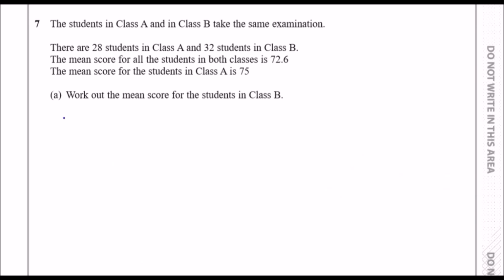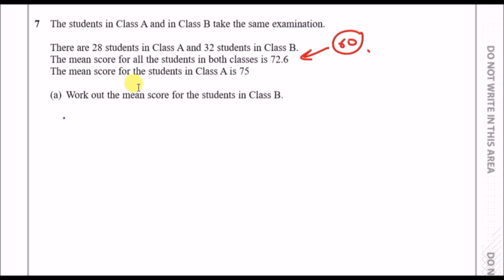Okay, number 7 now. The students in Class A and Class B take the same examination, alright? There are 28 students in Class A and 32 in Class B. Now the mean score of all the students in both classes is 72.6. So let's keep that in mind. This is the total mean out of 60 students, yeah?